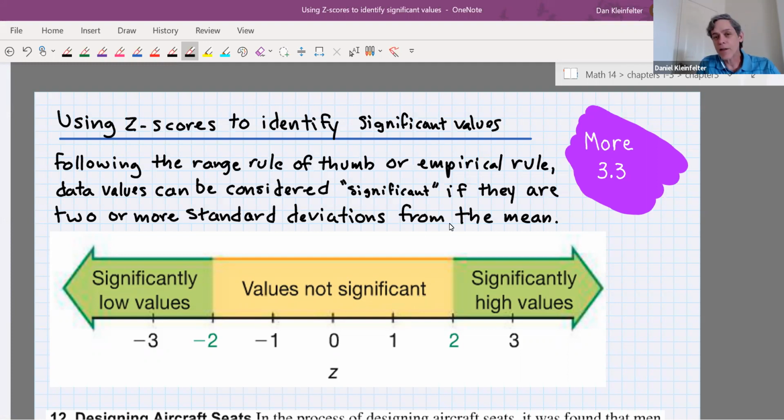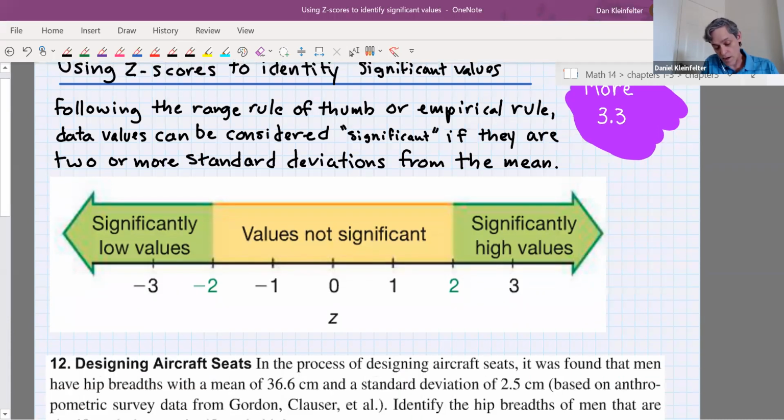if a data value is more than 2 standard deviations above the mean or more than 2 standard deviations below the mean, then we could consider that significant. So that's shown basically in this illustration here. Values within 2 standard deviations of the mean on either side we would consider not significant, and then values that are, of course, outside that interval, either on the low side or the high side, would be considered significant, either significantly low or significantly high, depending on which side of the arrow we are on.